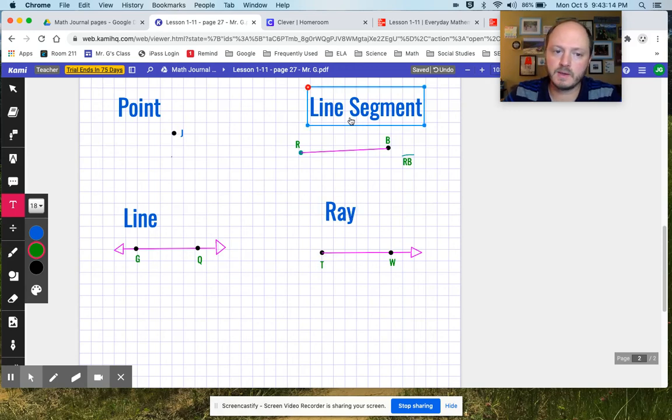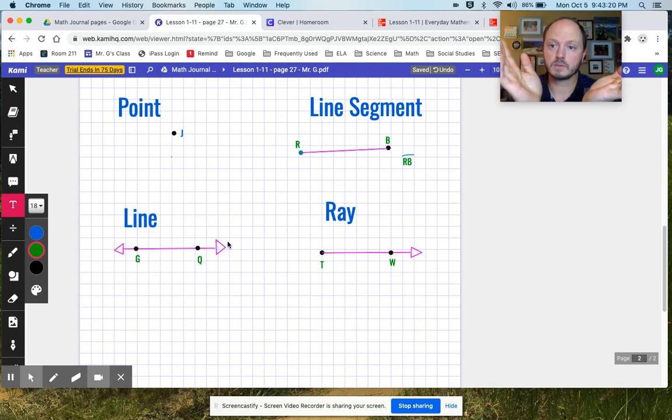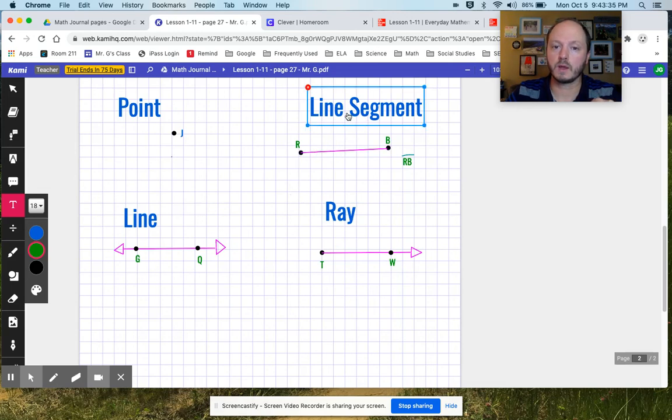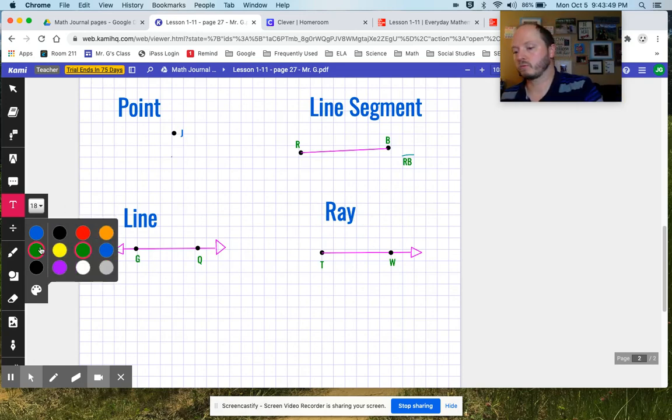So back with the line segment and the line, you could actually flip those letters around and they'd still be the same line segment or line. So here we'd have line segment GQ or line segment QG. Line QG or line GQ. And here we have line segment RB or line segment BR if we have it going in the other direction. But with rays, they have one direction. And that's a really important piece that I want us to think about.